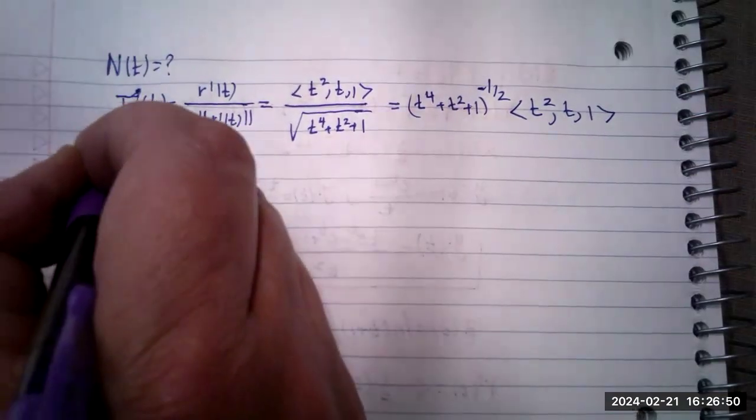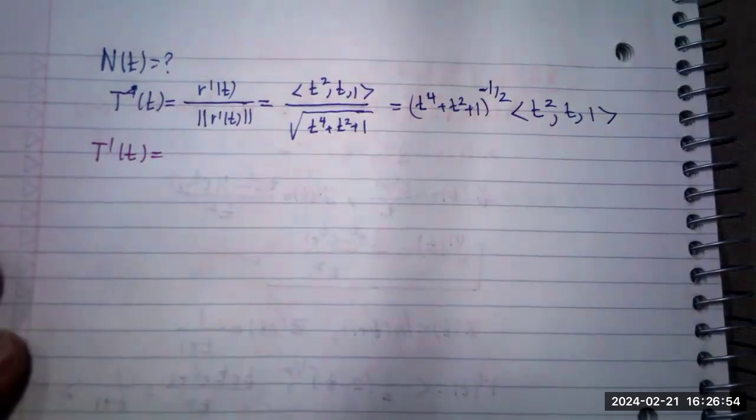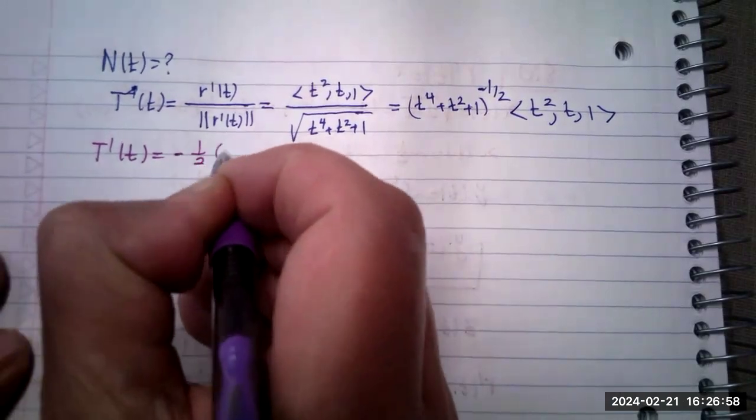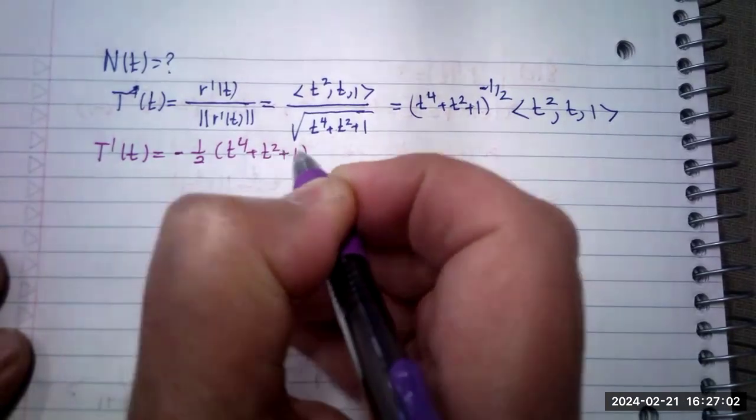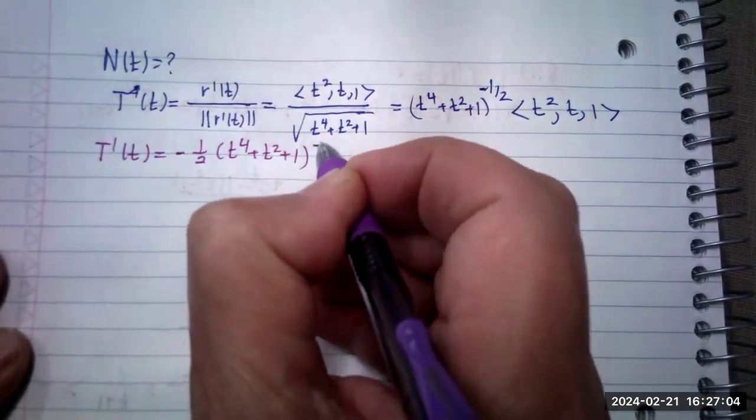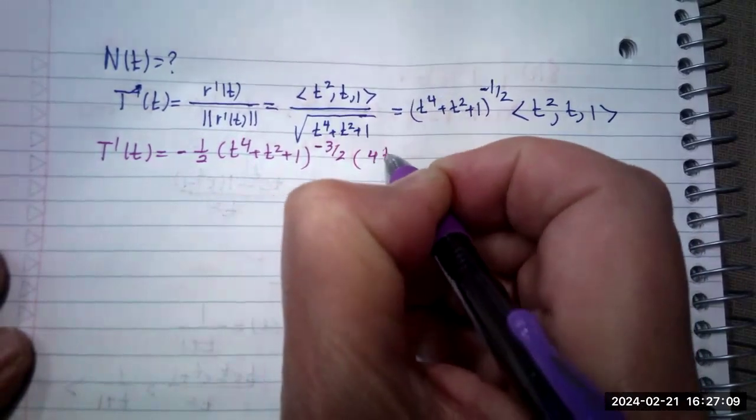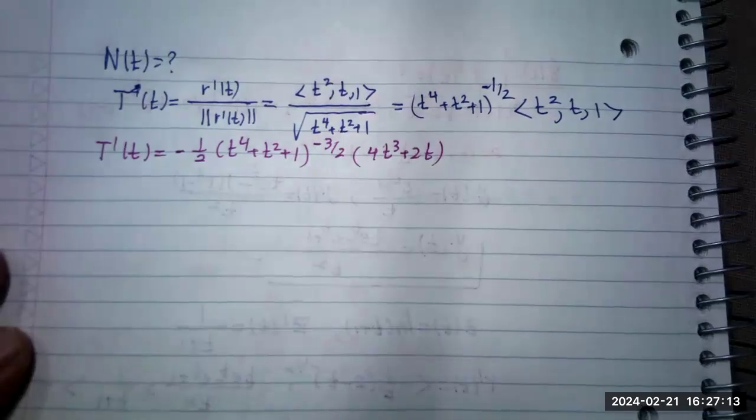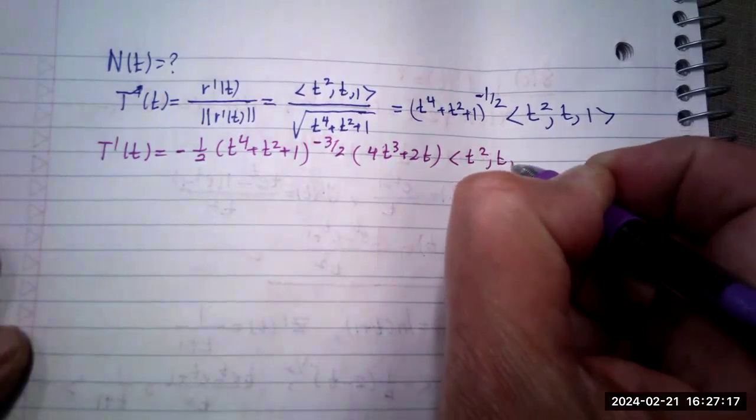So T prime of t is going to be the derivative of the first, times the second, plus the first. The first one, chain rule, negative 1/2 times t to the 4th plus t squared plus 1, to the negative 3/2, times u prime, which is 4t cubed plus 2t. That's the derivative of the first, times the second, t squared, t, 1.